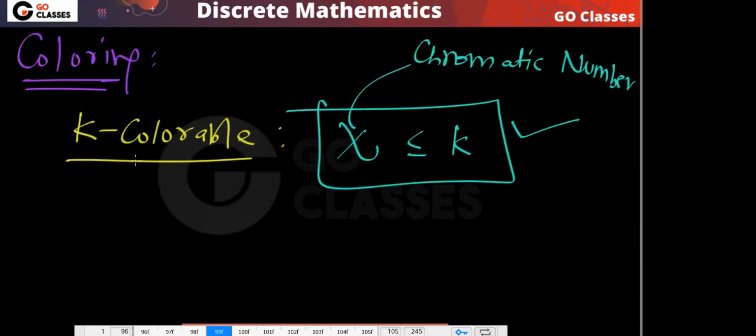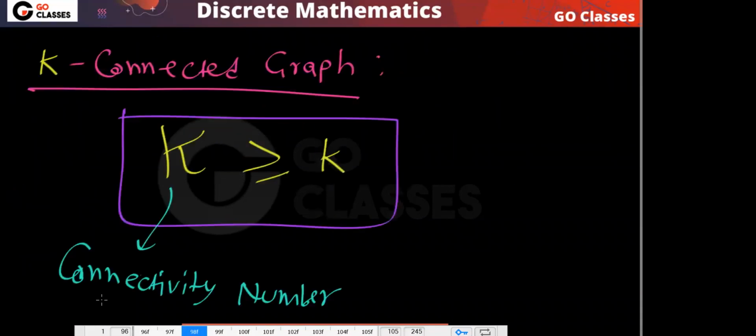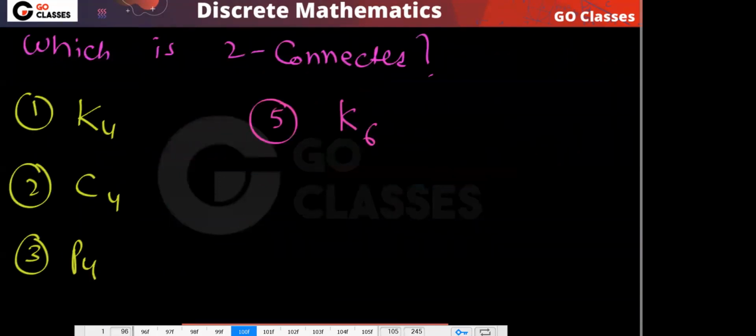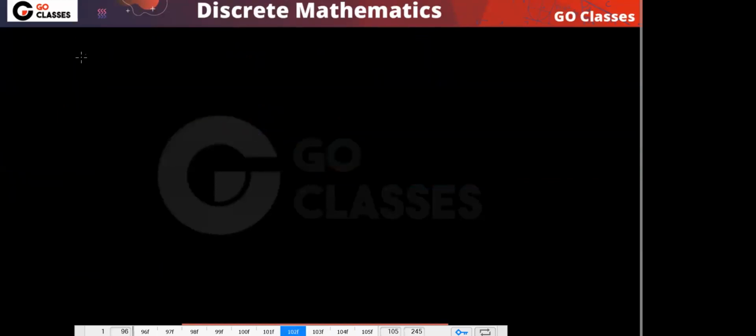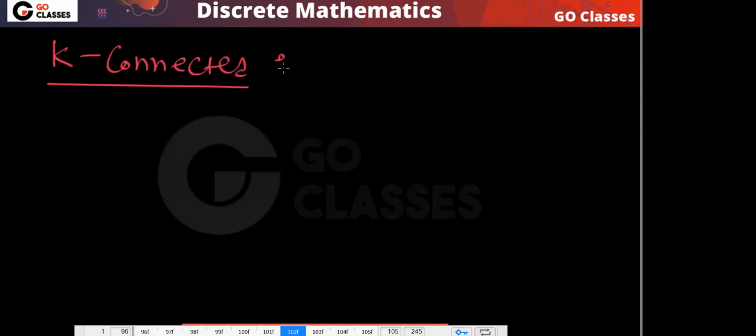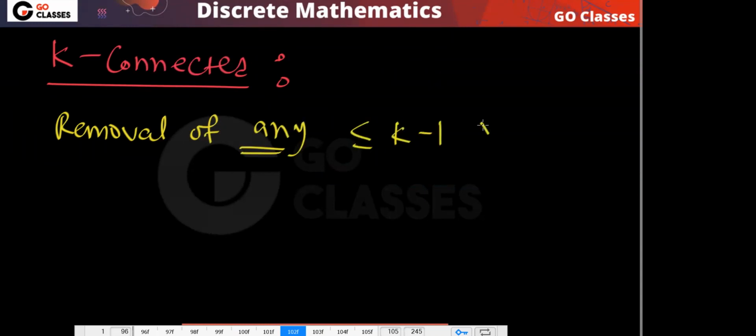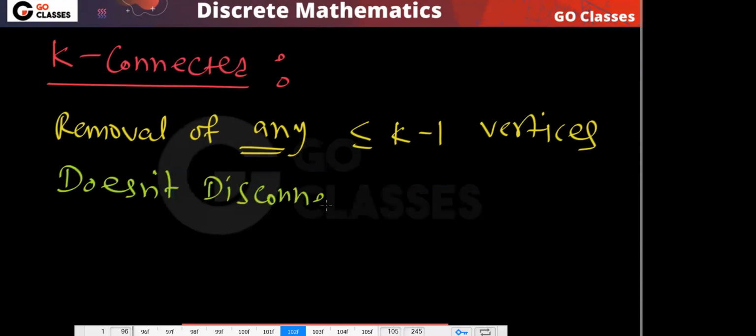K connected simply means the connectivity number is greater than or equal to K. This is the idea of K connected. So if I say K connected, it simply means that removal of any less than or equal to k minus 1 vertices doesn't disconnect the graph.